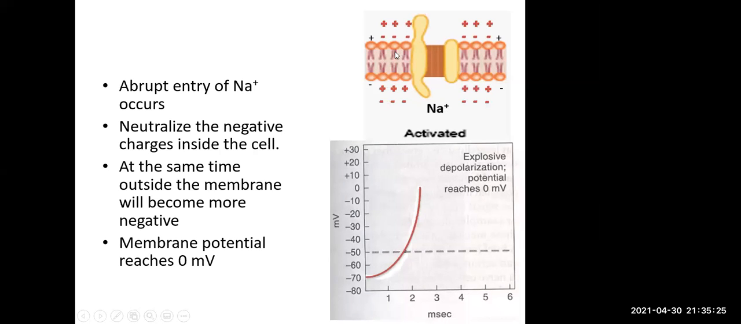In the diagram above you can see plus and minus equally. Since the positively charged ions are entering inside, it becomes positive inside. 0 millivolt means there is no voltage difference across the membrane. These channels are further kept open for some time.